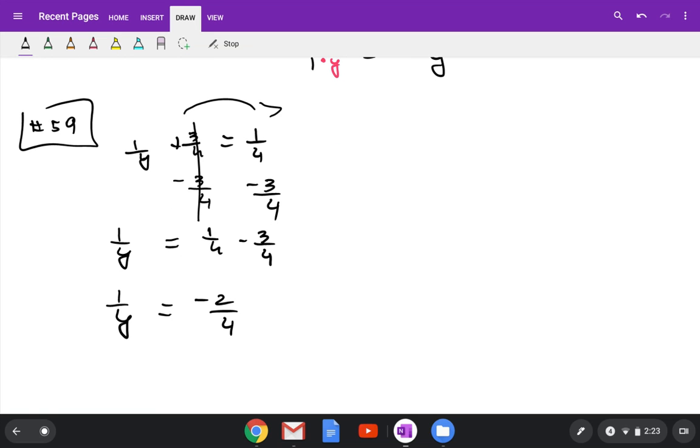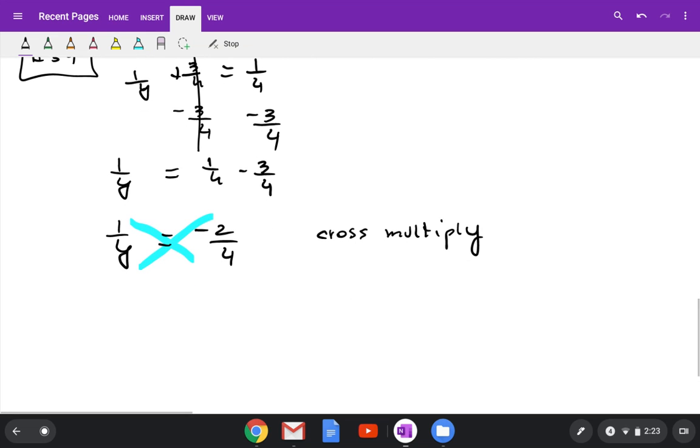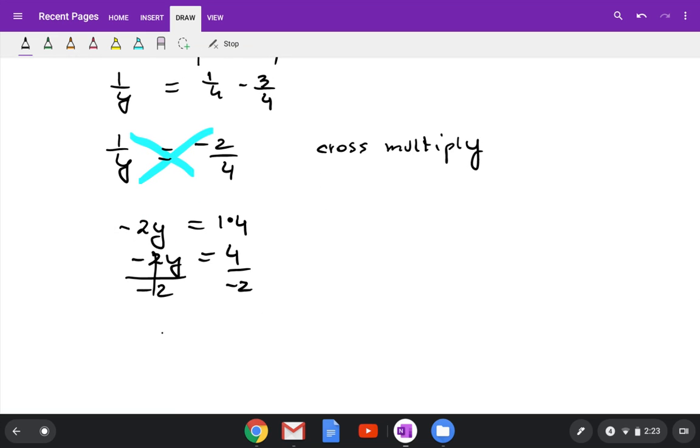And now what you guys can do, cross multiply, because I teach you this in 15.7, because you have fraction equal fraction. So the easier way to solve them is just cross multiply. So we have negative 2 times y, it's the same as 4 times 1. So we're getting negative 2y equal 4. Divide each by negative 2. And you're getting that y is equal negative 2.